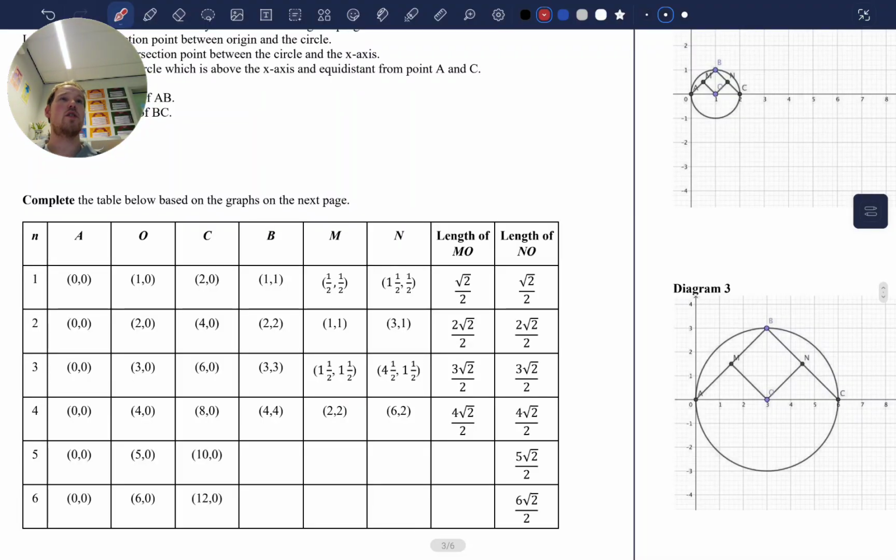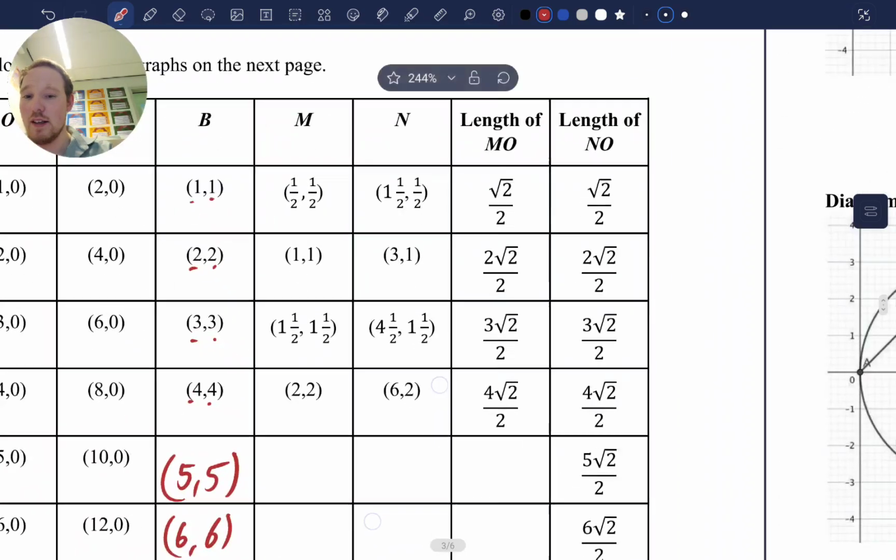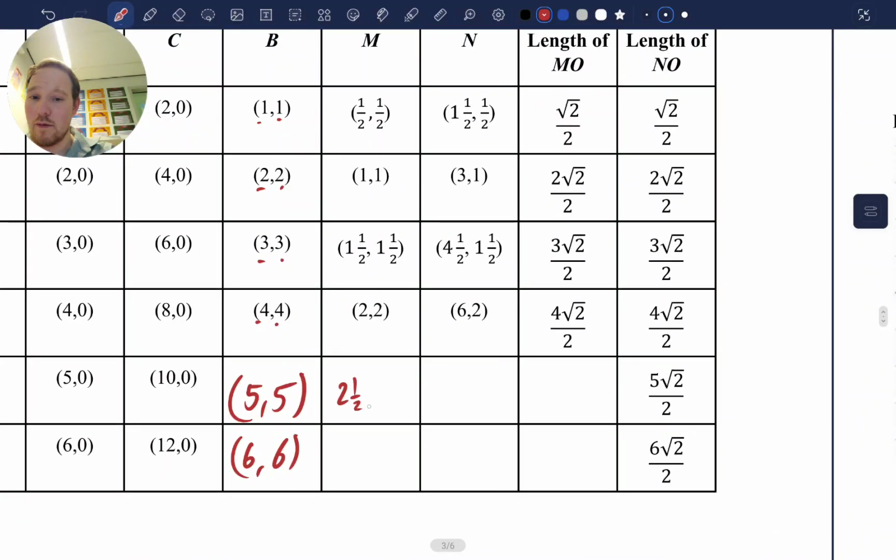Almost immediately I can notice some patterns in this table. Probably I could even fill the table without looking at the diagrams, because if I look at column B, for example, the B values 1, 1, 2, 2, 3, 3, 4, 4. Well, guess what? Next up is 5, 5, 6, 6. For M, I have a half, 1, 1.5, 2. So these numbers go up by half every time. So we fill in the values 2.5 and 2.5, and then 3 and 3.